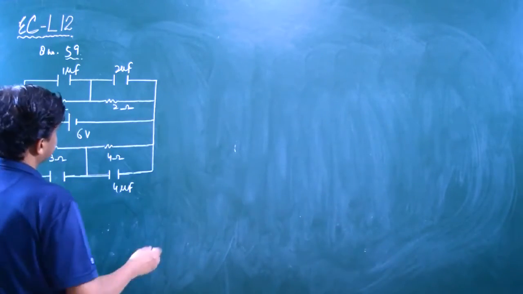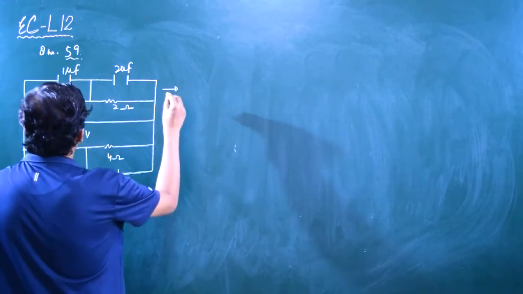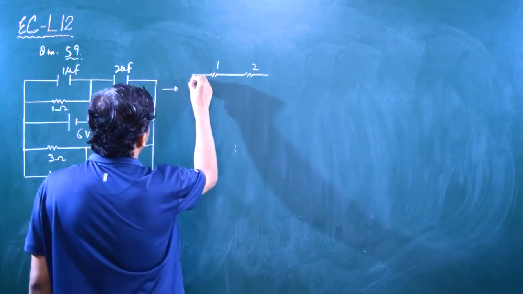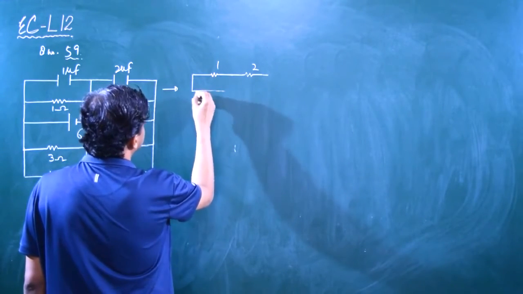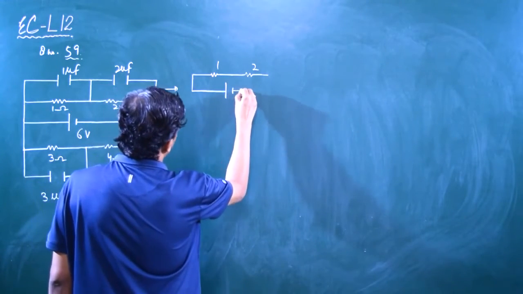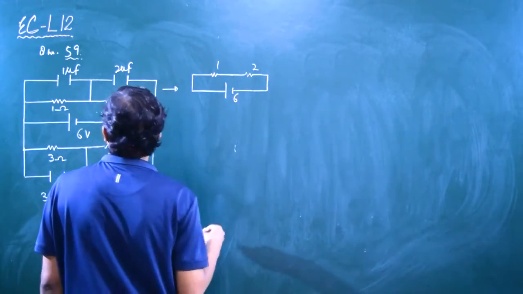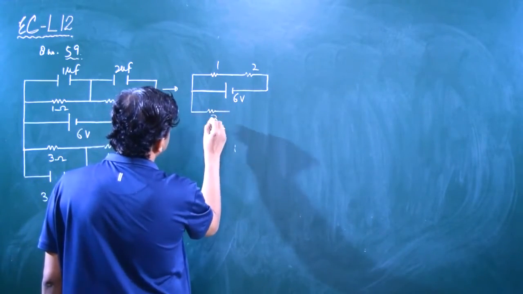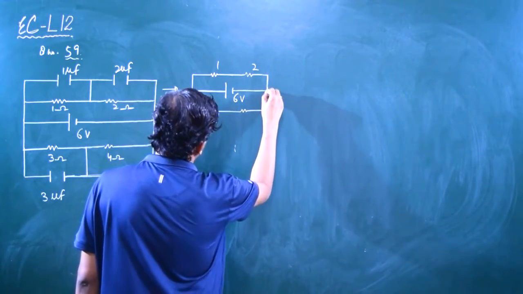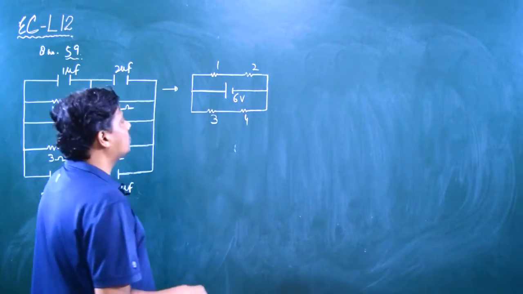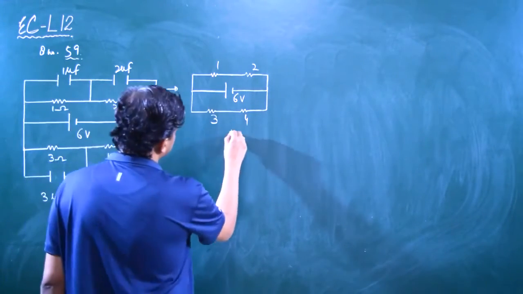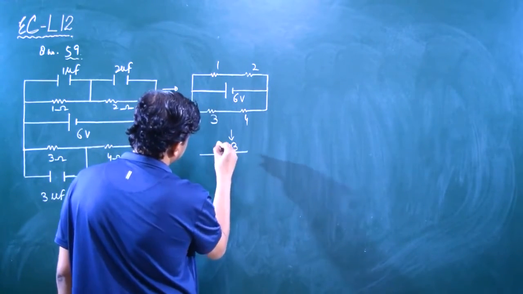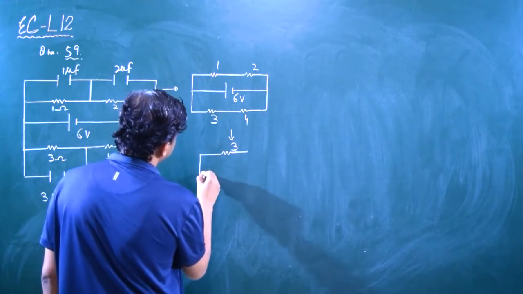So we remove the capacitors. So after removing the capacitors, the circuit is like this. It is 1, it is 2, and it is the source potential we have given 6 volt, and these resistors are 3 and 4. Now you may easily solve this circuit. See 1 and 2, these are in series, and also 3 and 4 are in series.